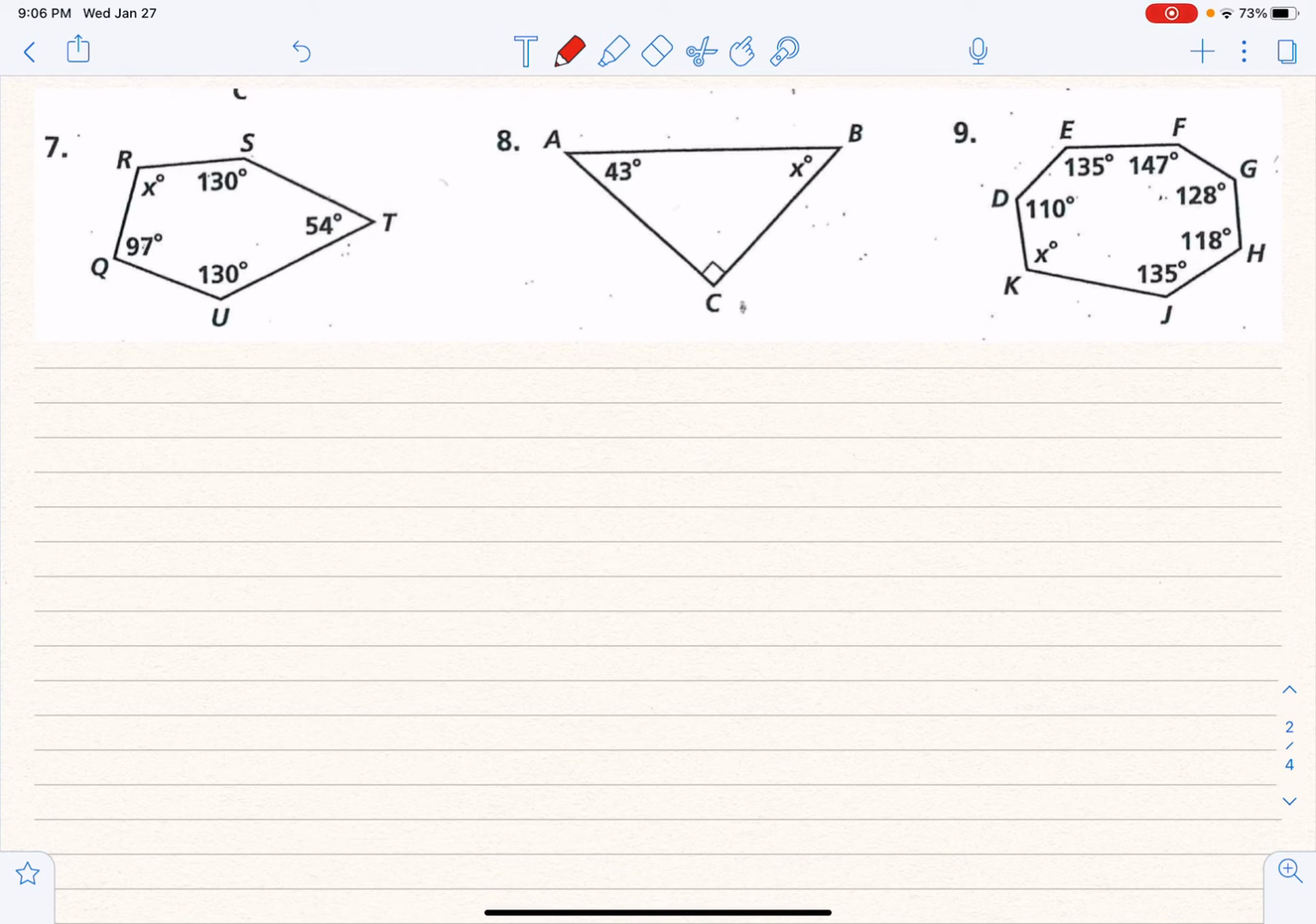Next set, very similar, okay? So 5 sides, 1, 2, 3, 4, 5. 5 minus 2 is 3. 3 times 180 is 540 is the total. So we add up these angles that we've got.